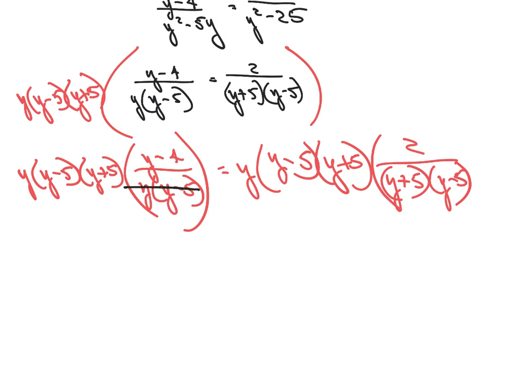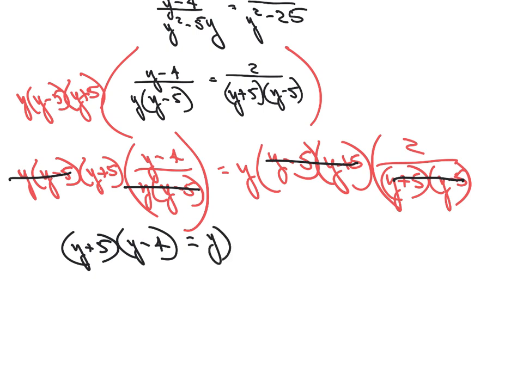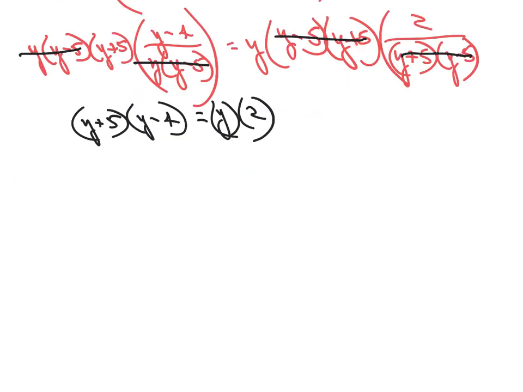Cancel both of those. I know I'm going to be able to cancel those. And both of those with both of those. And I end up with y plus 5. And this is where it becomes important to be neat, because then you know what you've canceled out and what you have not canceled out. Okay. All right, so now we're going to multiply those together using FOIL.